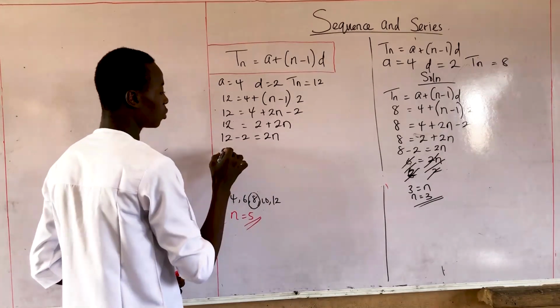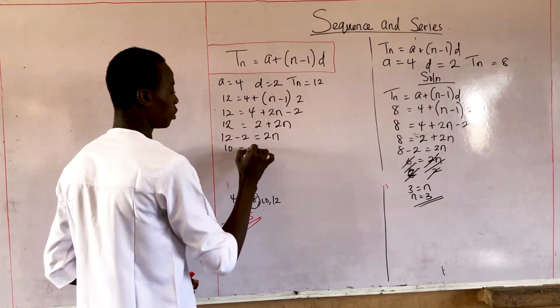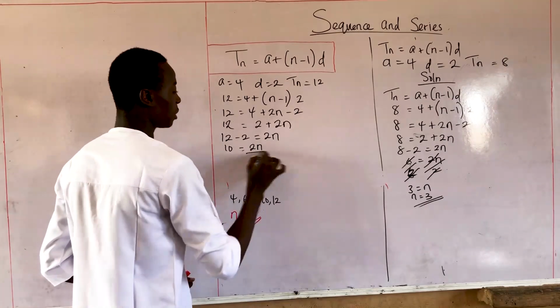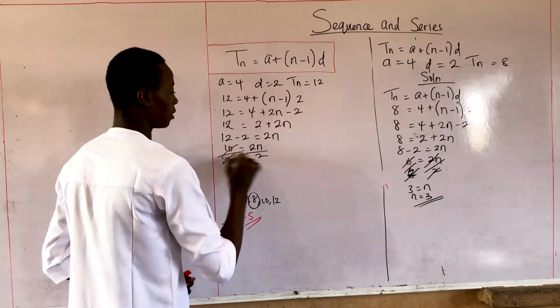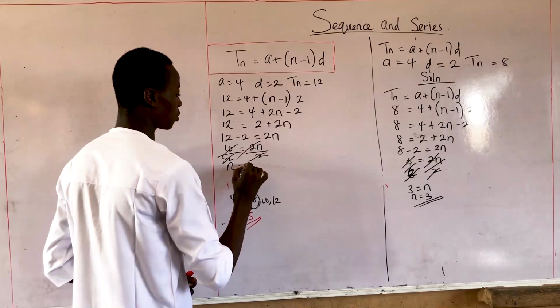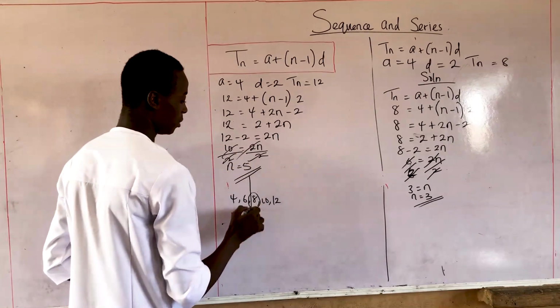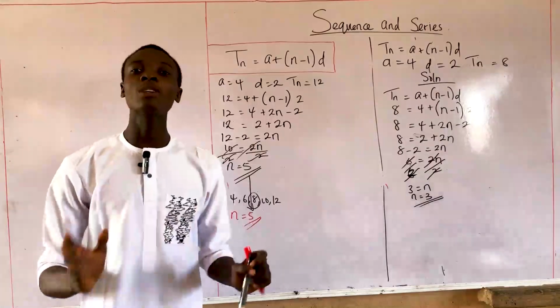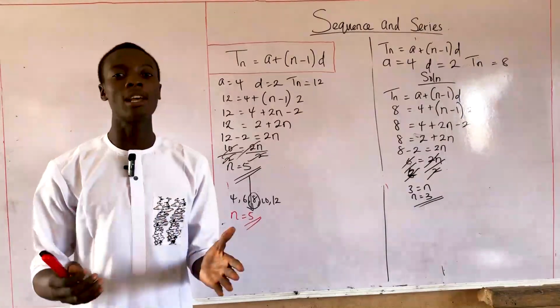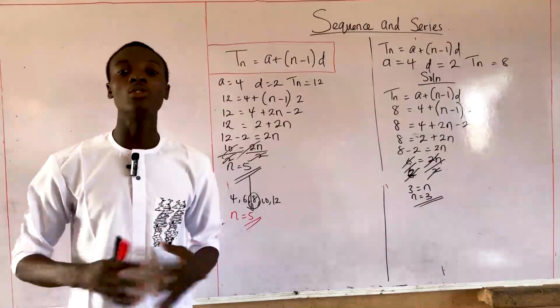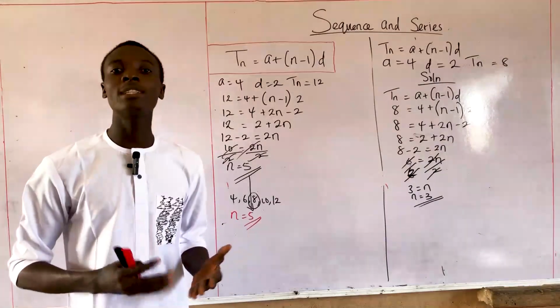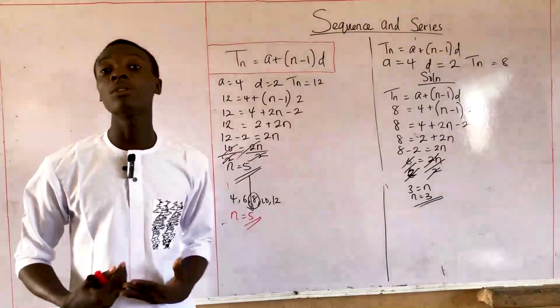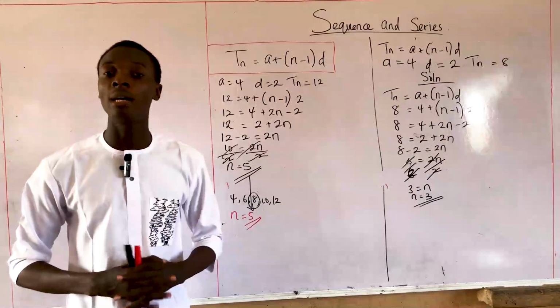So we can collect like terms, we have 12 minus 2 is equal to 2n. From here, 12 minus 2 will give us what? 10 is equal to what? 2n, right? So we can divide both sides by 2. So we can see that our n is equal to 5. Do you see that? Our n is equal to 5. So we can conclude that the position of the last term is always equal to the number of terms. This is when this formula helps, when you are looking for the position of a particular term.